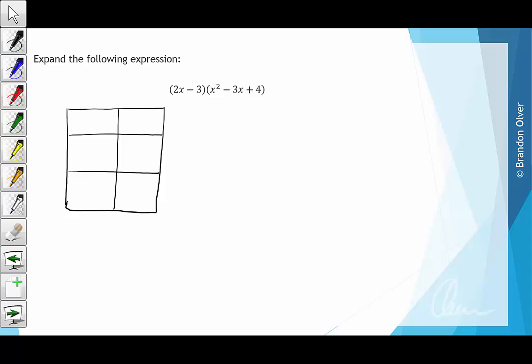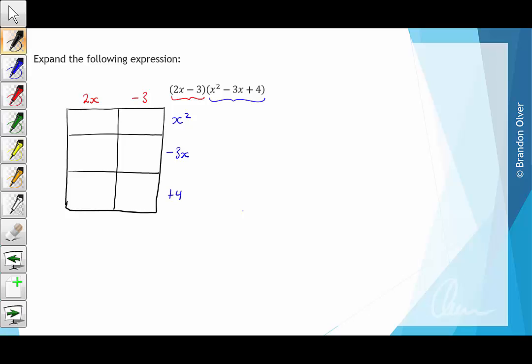So we put our 2x and our minus 3 across the top of the columns, and then down the side we have our x squared minus 3x and plus 4. So the blue terms have come from the second bracket and the red has come from the first bracket, and this will make sure we multiply every term together the way it should be.